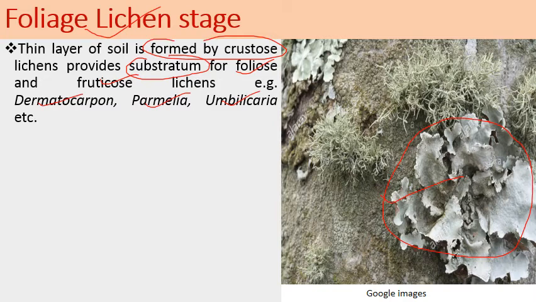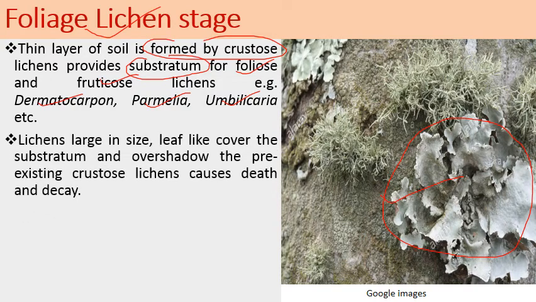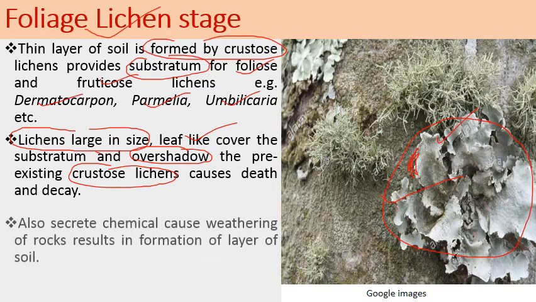So these are some lichens which are foliose or fruticose type of lichens. ये थोड़ी सी advanced forms हैं. और जो lichens होती हैं, ये वाली lichens, they are large in size and they are leaf-like, cover the substratum and overshadow the pre-existing crustose lichen. ये cover करती हैं rock के surface को. जो इसके नीचे grow करती हैं crustose lichens, वो sufficient light नहीं ले पाते हैं and they are not able to synthesize their food and they will be perished by these dominating lichens.